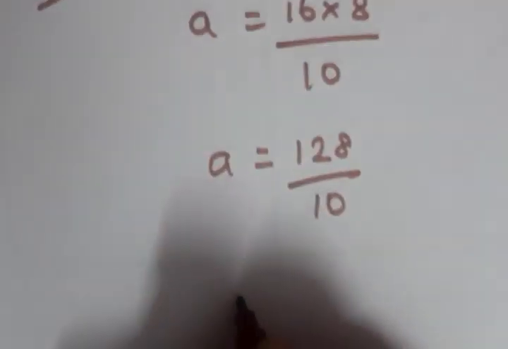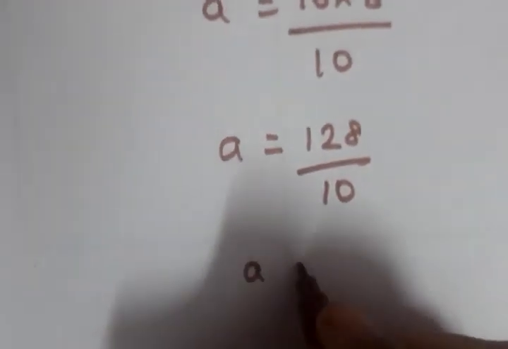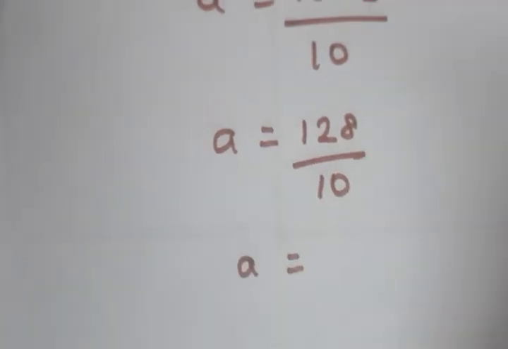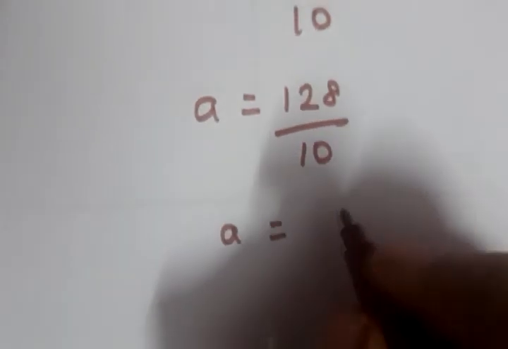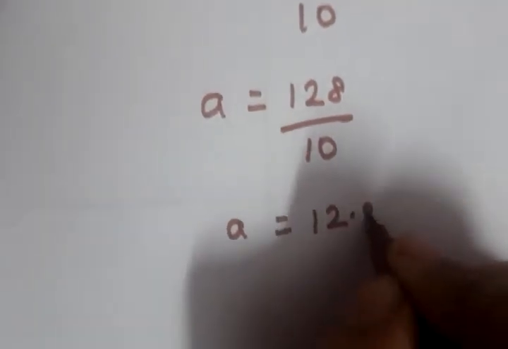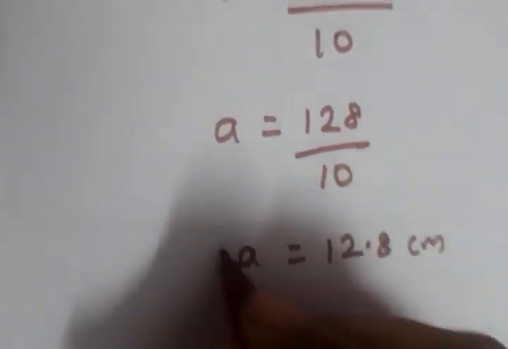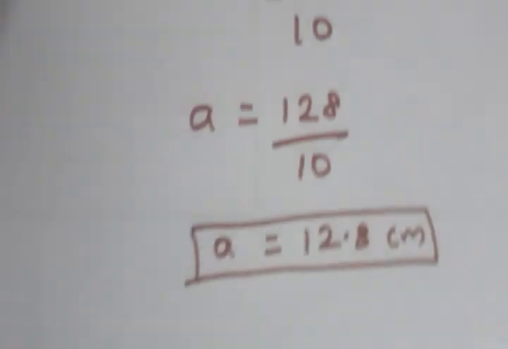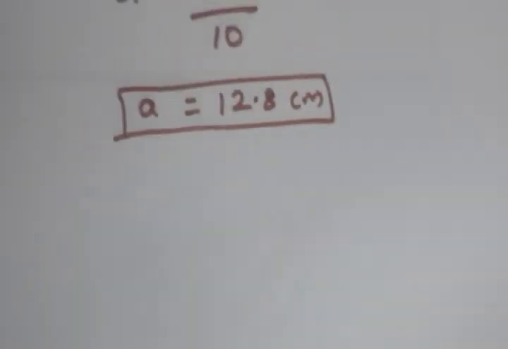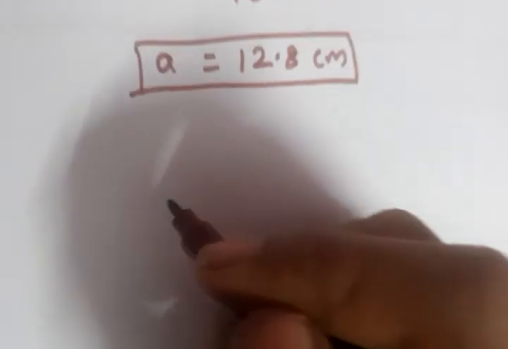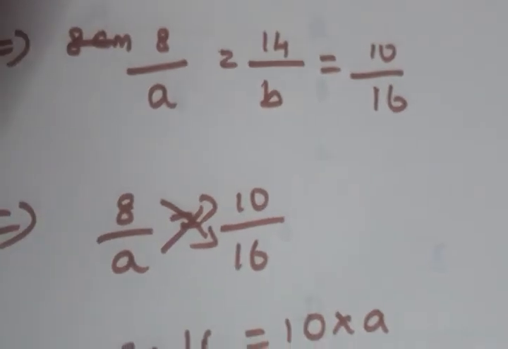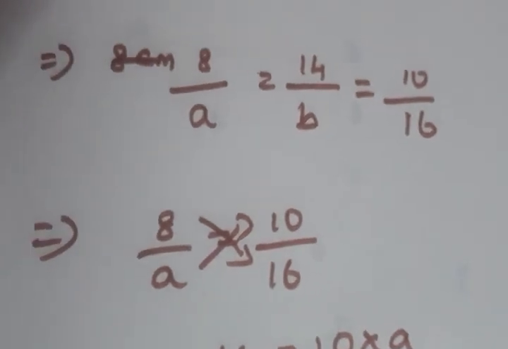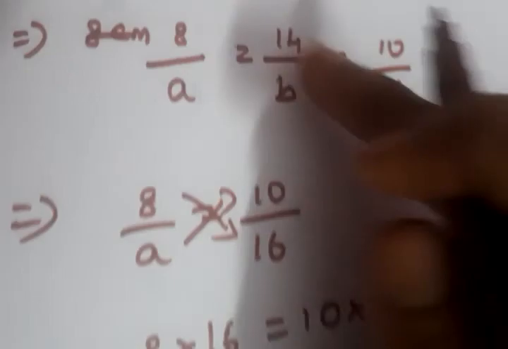Divided by 10, so there is one decimal point from the right hand side. So 12.8 centimeter. That's the value of A equal to 12.8 centimeter. Then next, take the value of 14 by B equal to 10 by 16. That is the common ratio.